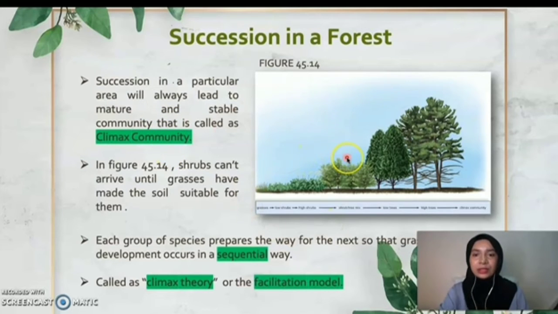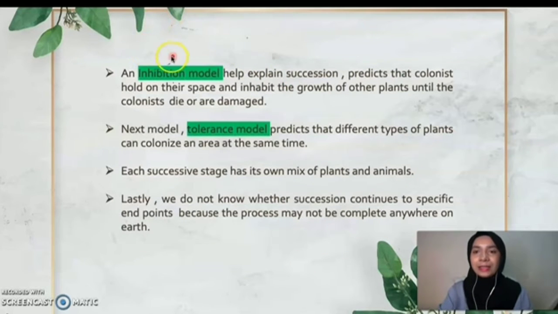In this figure, shrubs cannot arrive until grasses have made the soil suitable for them. Each group or species prepares the way for the next, so that grass, shrub, forest development occurs in a sequential way. We also have an inhibition model that helps explain succession: early colonizers hold on to the space and inhibit the growth of other plants until the colonizers die or are damaged. The next model is the tolerance model, which predicts that different types of plants can colonize an area at the same time. Each succession stage has its own mix of plants and animals.